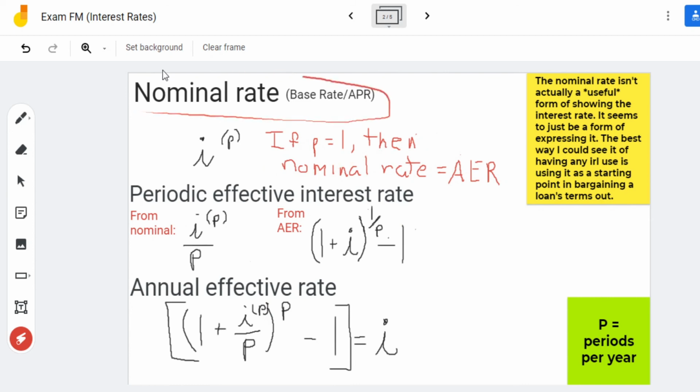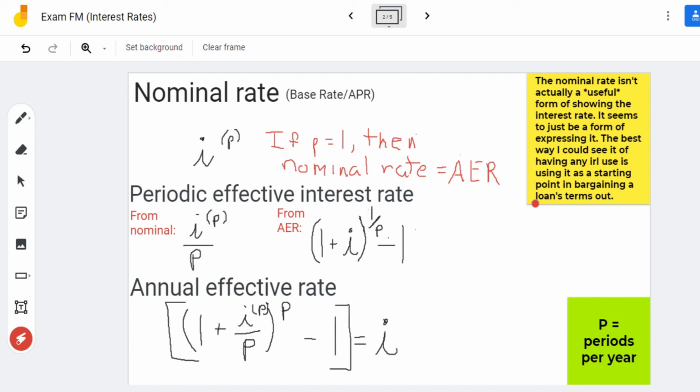All right, nominal rate. Let's start off by reading this I wrote down for you. The nominal rate isn't actually a useful form of showing the interest rate. It seems to be just a different form of expressing it. The best way I could see it having any actual real life use is as a starting point in bargaining out a loan's terms, as in, let's say you're talking to a banker, right?